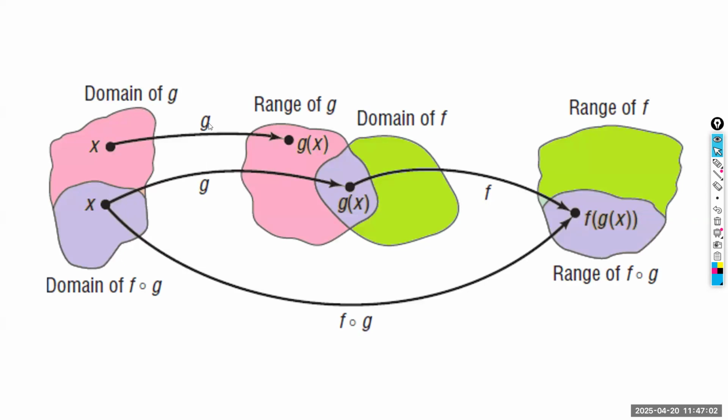So this is your g. This is your g(x). And this is your f(x). So f(x) is mapping a subpart of your g(x) into this. Okay. So this is the domain of g. This is the domain of g.